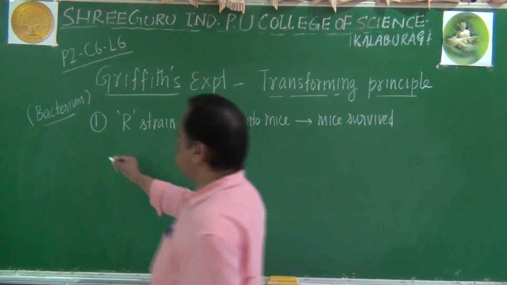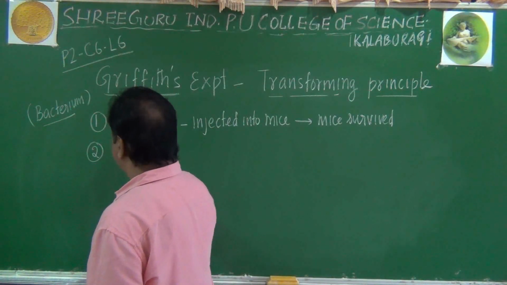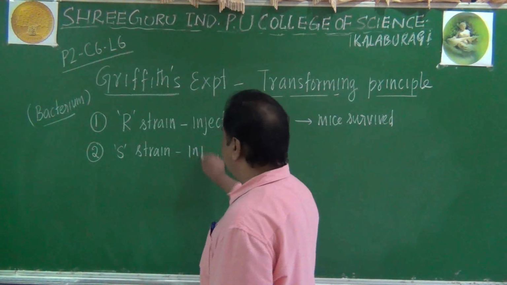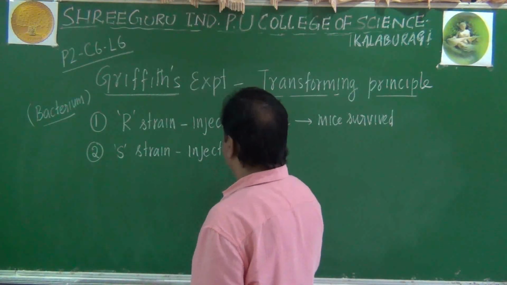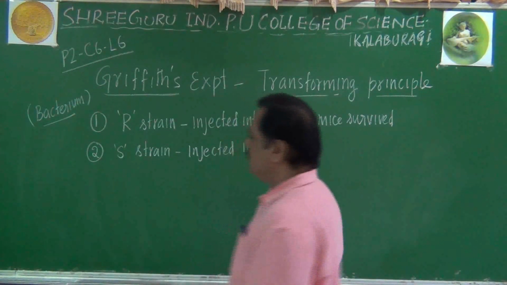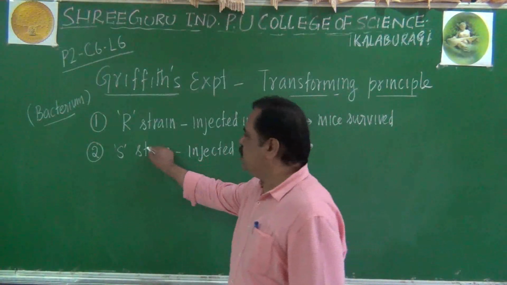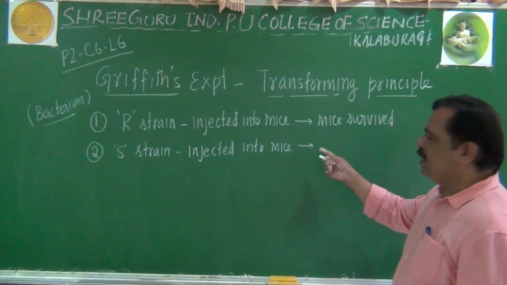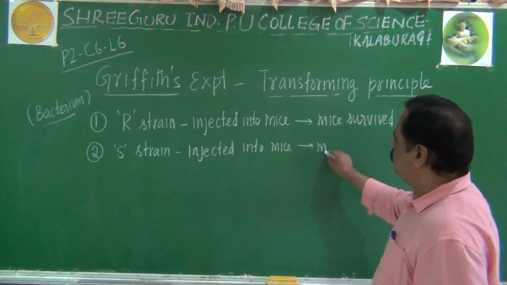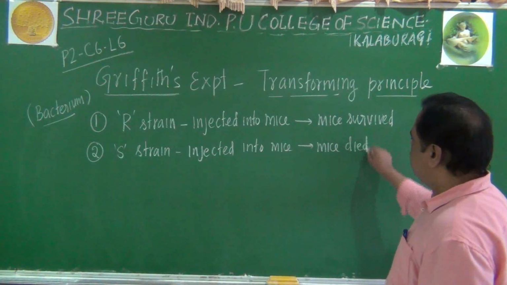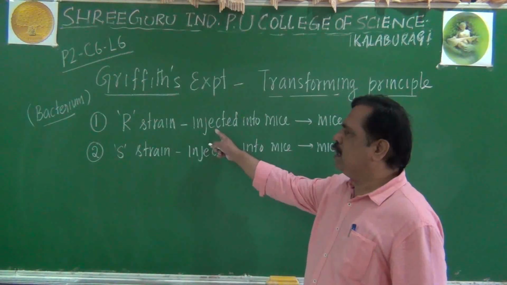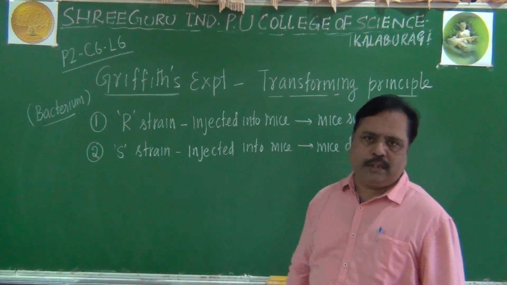The second experiment done by Griffith is when the S strain is injected into another group of mice. When the S strain is injected, the mice developed disease, pneumonia, and died. So the mice died. This becomes another observation. This we have already seen. That's why the R strain is called non-virulent, and this strain is called virulent.